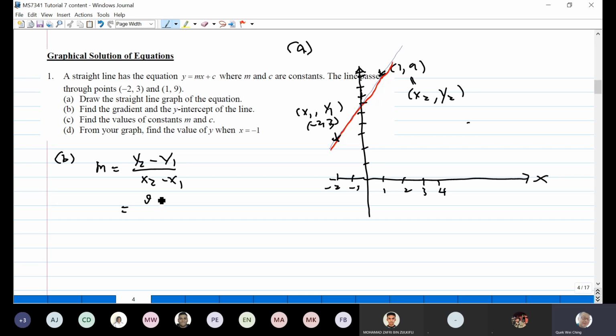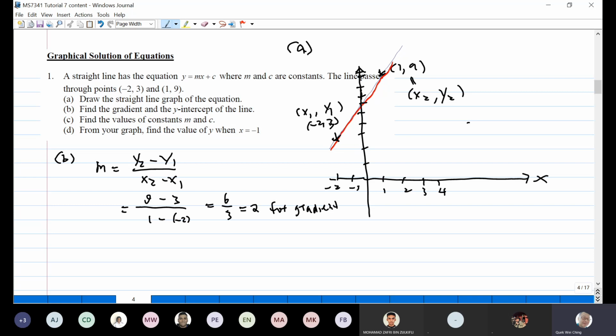Y2 is 9. Y1 is 3. No need for brackets here. Then x2 is 1, x1 is -2. So this will become 6 over 3 now. So the gradient is 2. Okay, this is called the gradient, right? So I've found the gradient now.